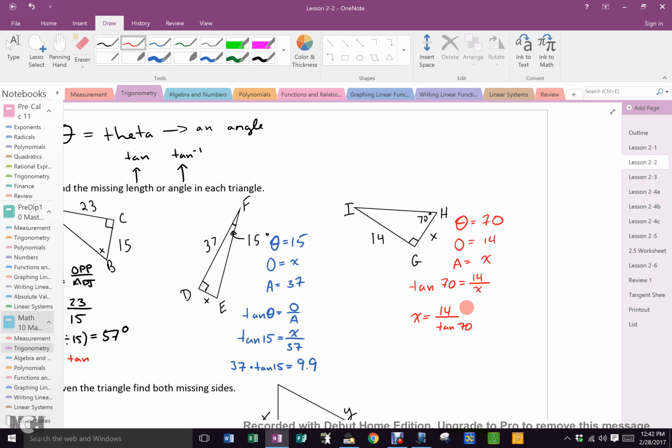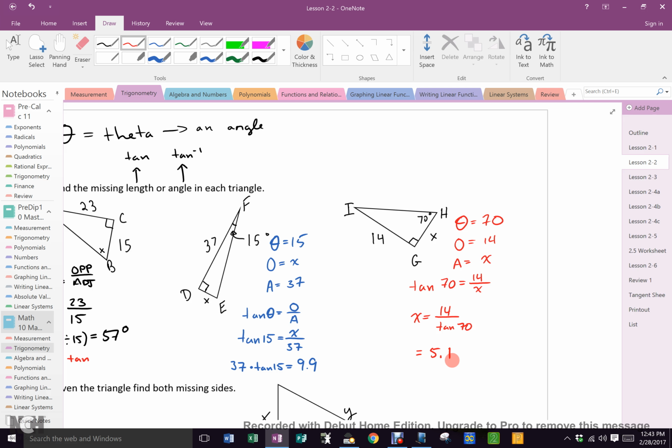Who has a number for me? What do you got? 5.09, which would be 5.1, right? What do you got? 5.1. What do you got? Wait! Don't touch your calculator. Push the equals button right now. It's because you cleared it off. Okay, you got a backwards calculator, right, Kirsten? So, 14 divided by 70 tan equals.